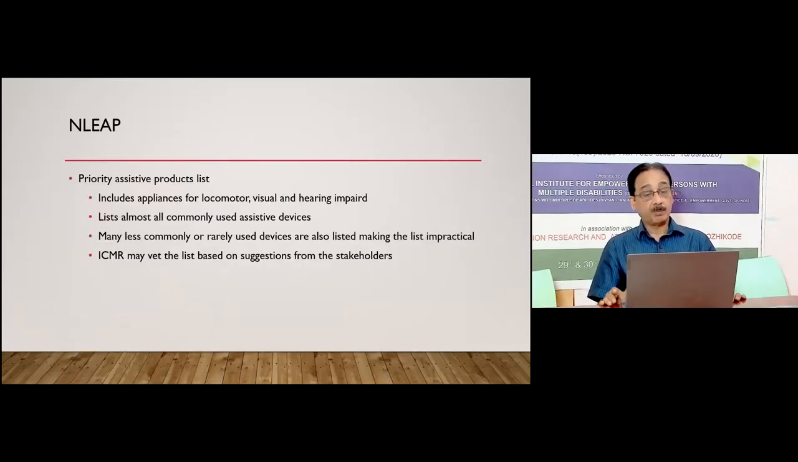And it includes appliances for locomotor, visual and hearing impaired. It lists almost all commonly used assistive devices. I had an opportunity to go through this list, which had some 349 items, and there were very useful items, as well as many items which are very, very rarely used. The list was originally prepared by somebody who did not have much idea regarding the need of the disabled individuals or the proportionate need of the individuals. So many people have made suggestions to improve it, and I have also given my own recommendations. Probably the ICMR may approve some of the suggestions and come out with a more useful, effective list.